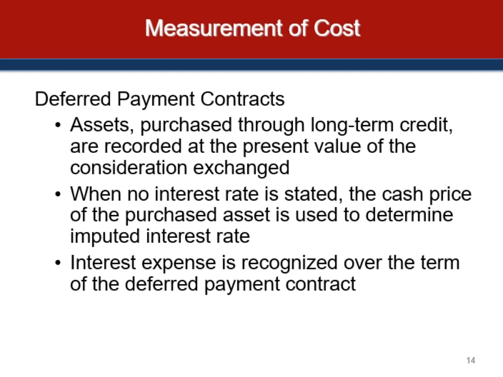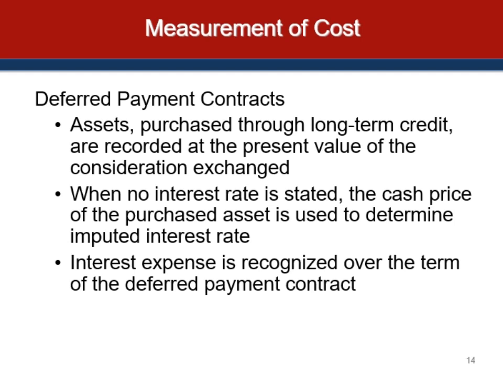All right, deferred payment contracts. Sometimes plant assets are purchased on deferred payment contracts, and they should be accounted for at the present value of the consideration exchanged on the date of purchase. And that measure is consistent with the IAS 16 definition of cost, which includes the fair value of other consideration given to acquire an asset at the time of its acquisition or construction.